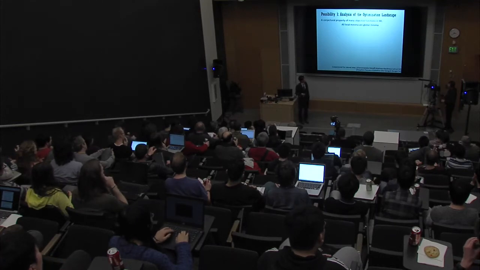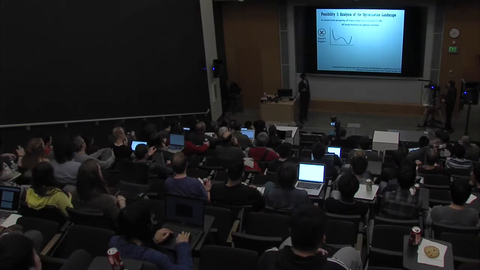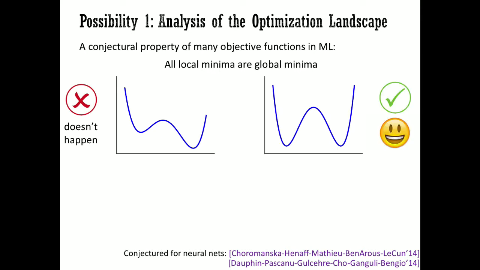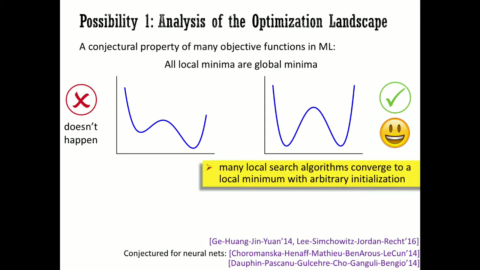Basically, this is saying that the objective functions that I've just shown you don't happen very often in machine learning settings. And what really happens is this kind of W-shaped function where there's no bad local minima. There are two local minima, and they are both global minima in this case. So the reason why this makes us happy is that many local search algorithms converge to a local minimum or approximate local minimum with arbitrary initialization in polynomial time.